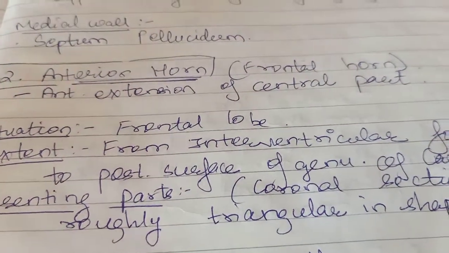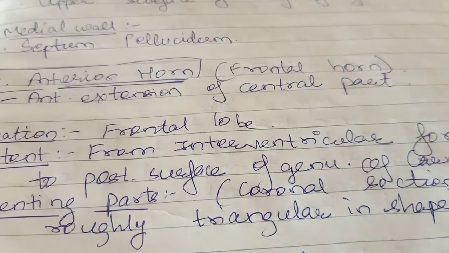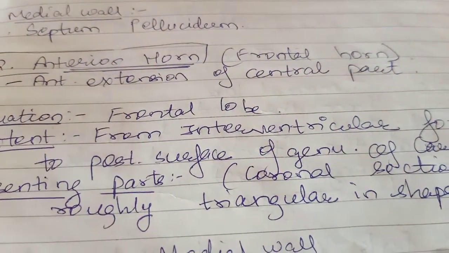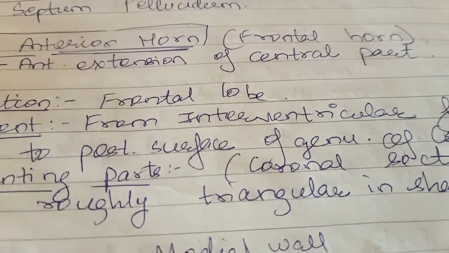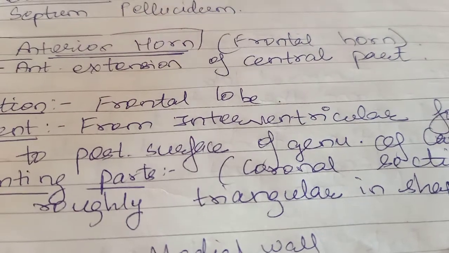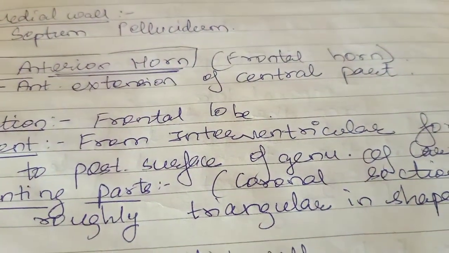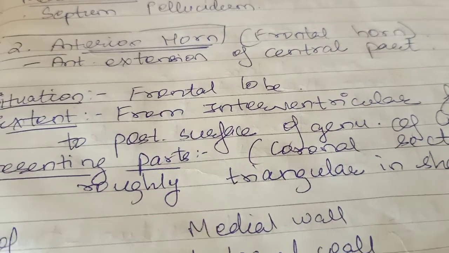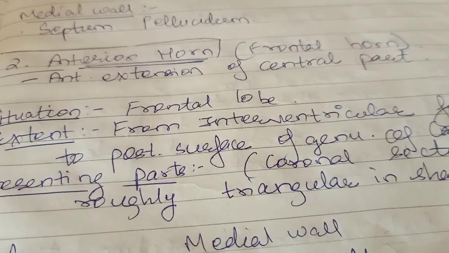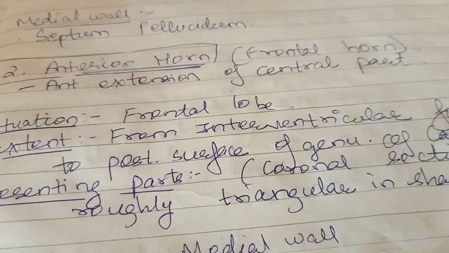So the central part was present within the parietal lobe. It was occupying the parietal lobe. But the anterior horn, its location is the frontal lobe.